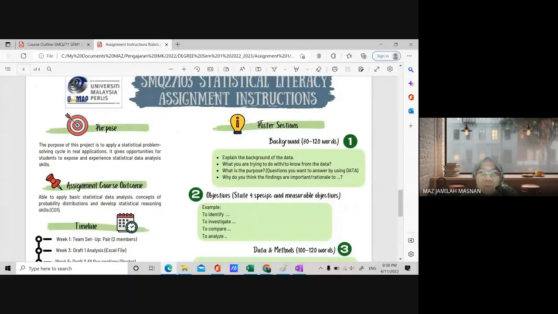Okay, so poster sections means that the first one is background, 80 to 120 words, which includes the background of your data, what you are trying to do, and what you are trying to know from the data, the purpose. Question one, you want to answer by using the data that you choose, and why do you think the findings are important or rational to your investigation? These are among the things that you need to write in the background.